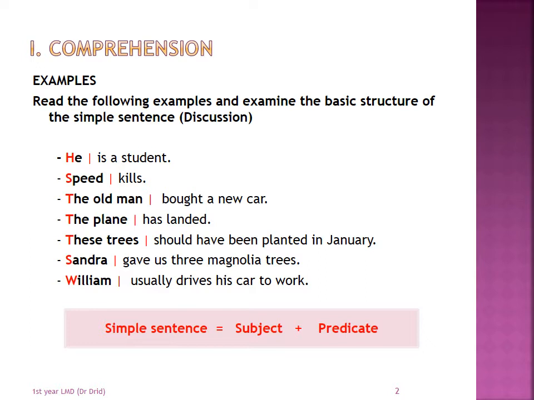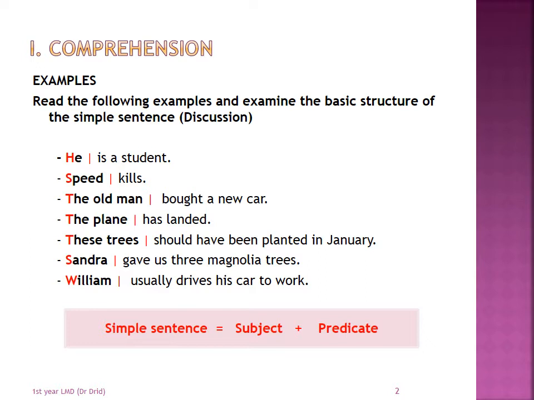Thirdly, we notice that at the end of each of these groups of words, there is a punctuation mark. Here, in these examples, we have a full stop. It is also called a period in American English. Some simple sentences end in a full stop. Others end in a question mark, and sometimes they end in an exclamation point.